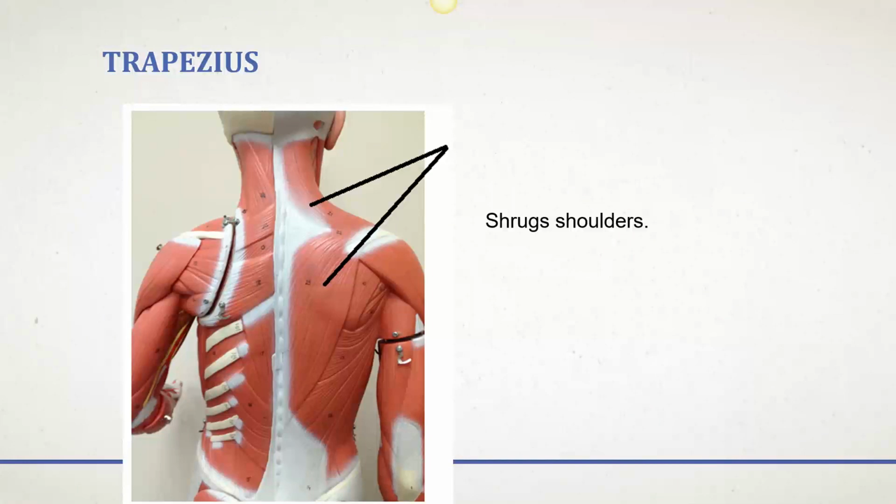The trapezius. The trapezius is this kite-shaped muscle that extends over the upper back, shoulders, and into the neck. On this left side, it's been cut away, but this exact same shape is on the left side as well. This is responsible for shrugging the shoulders.